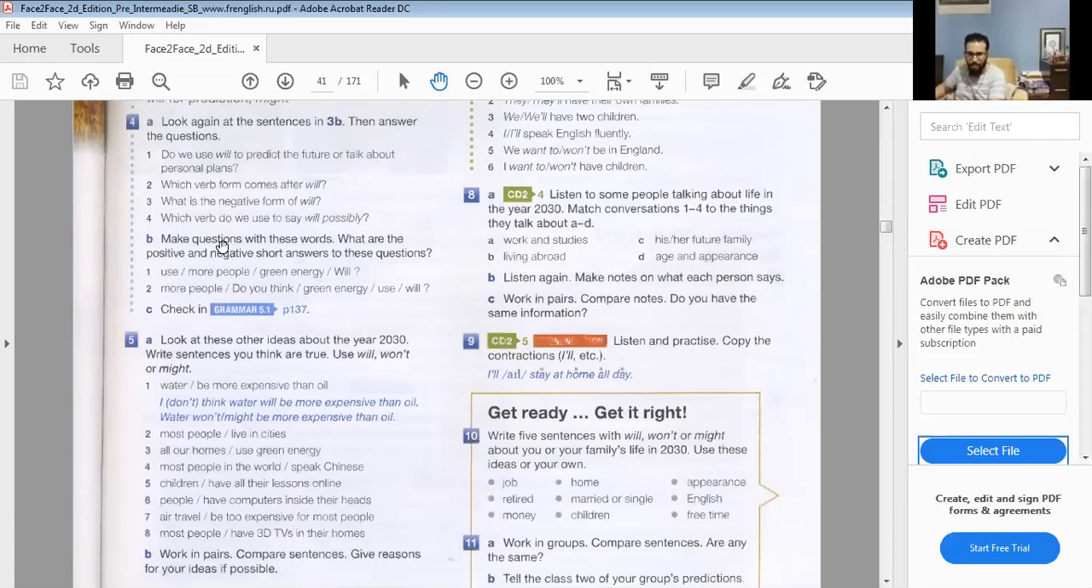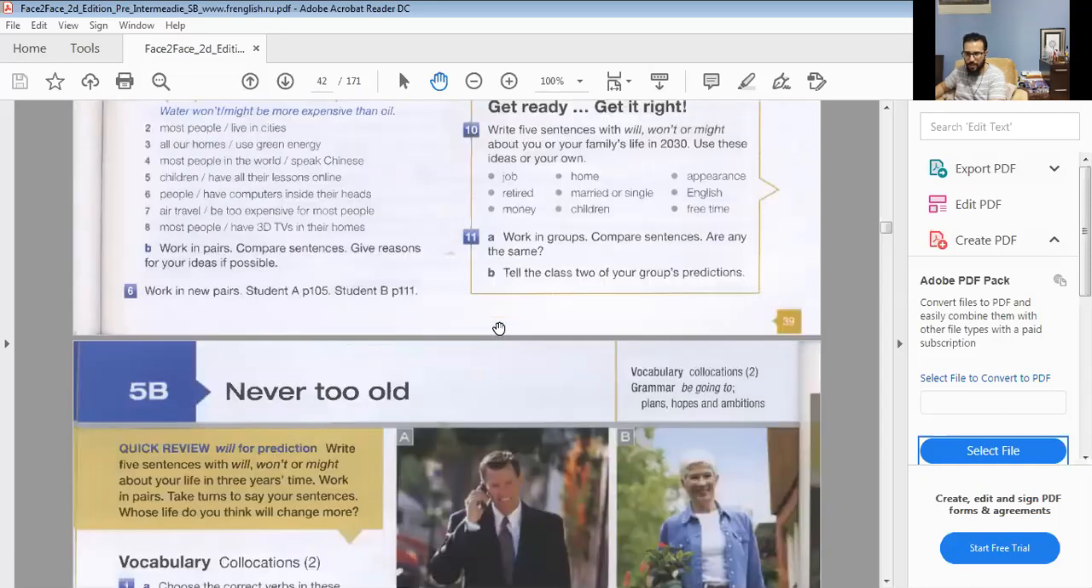We can also make predictions with I don't think the future will be easy. I don't think the population will increase. So you can also make predictions with the negative I don't think, and so on. So we discussed how to use this in our last lesson.